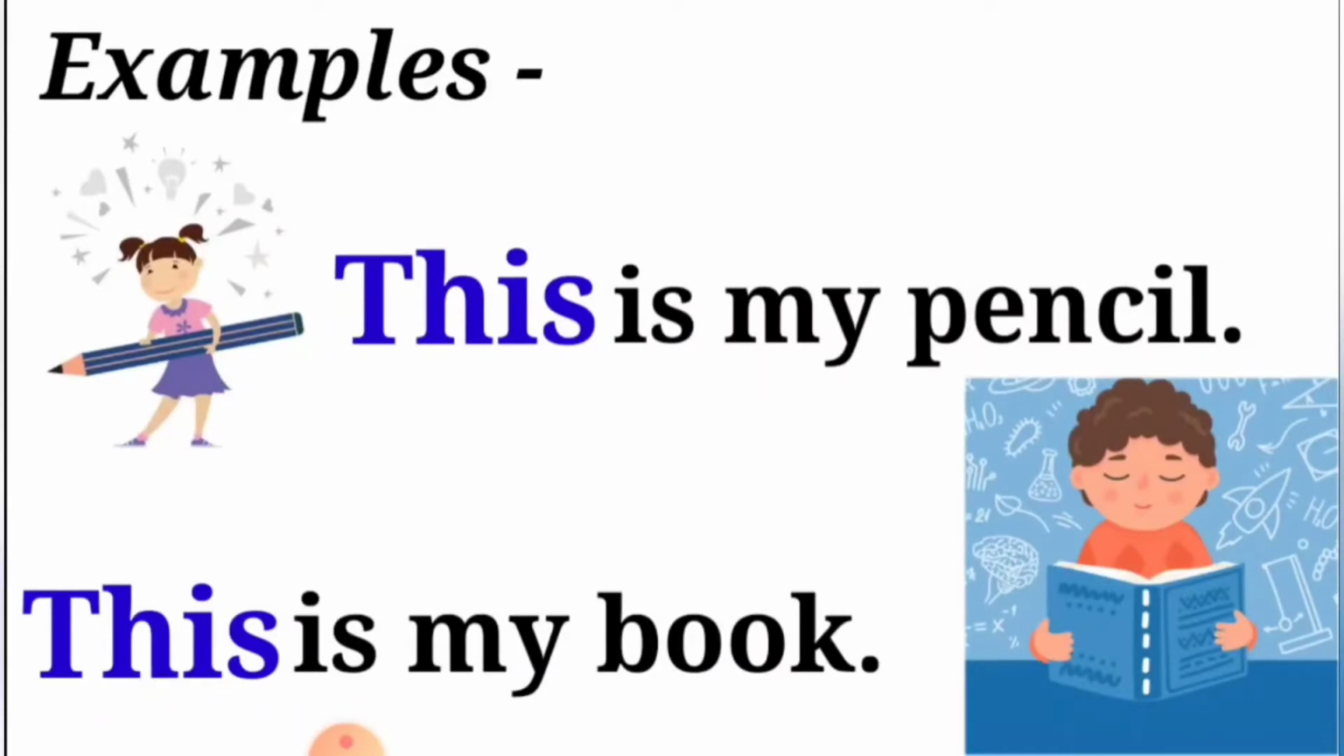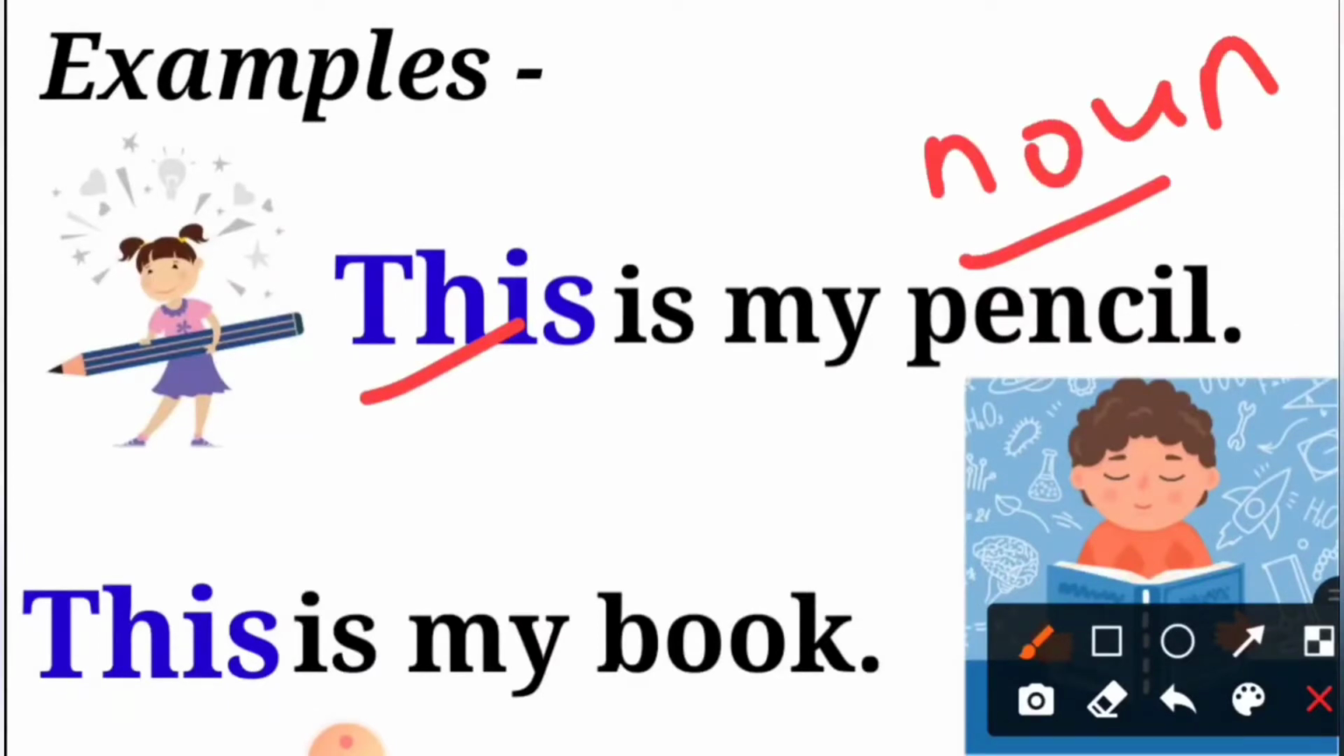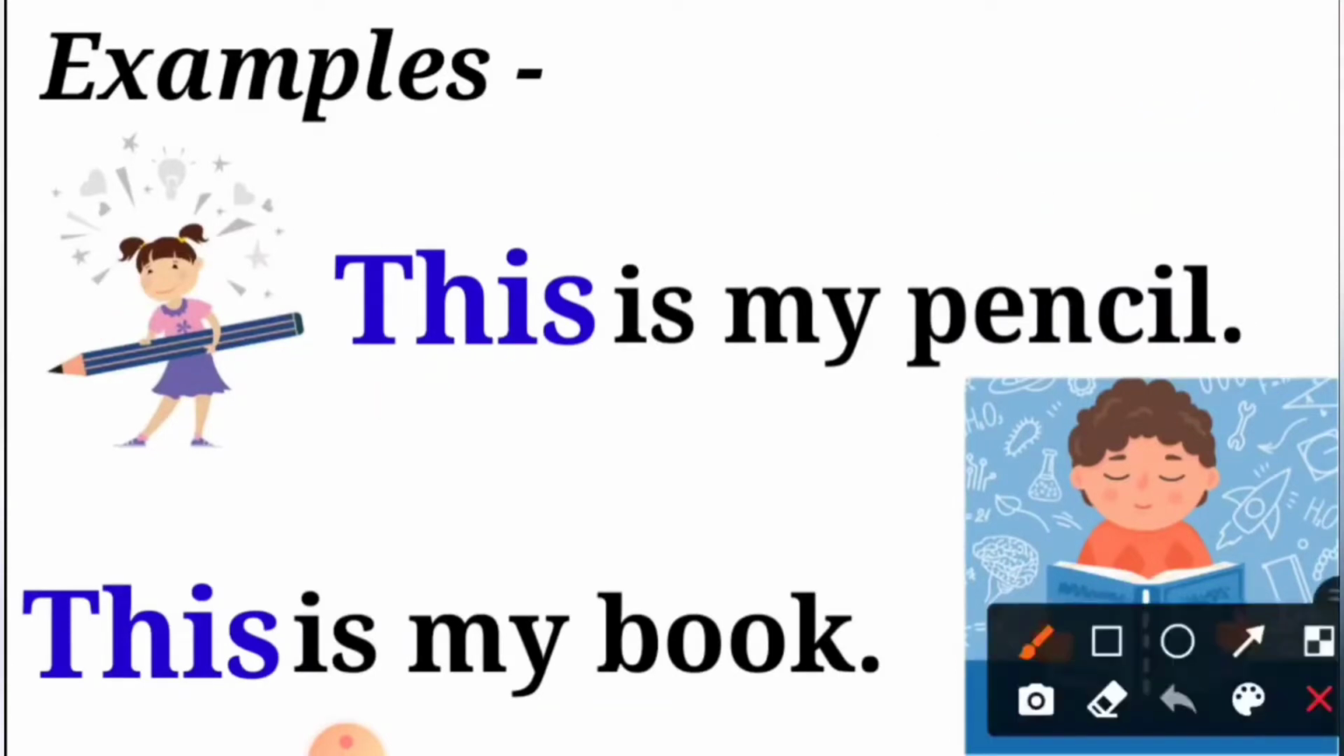So, these are examples of the demonstrative determiner this. The demonstrative determiner this is used to refer or indicate a singular noun. In this picture, the noun is pencil, and we can see that there is a single pencil which this girl is holding in her hands. Likewise, in the second picture, we can see that there is a boy and he is holding a single book. That is why the demonstrative determiner this is used.